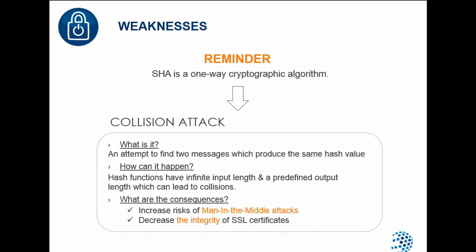Using a weak hashing algorithm puts the security of the data being transferred at risk, and that's why the security industry is moving from SHA-1 to SHA-2. Consequences also include increased risk of man-in-the-middle attacks, and it decreases the integrity of the SSL certificate, which we don't want.